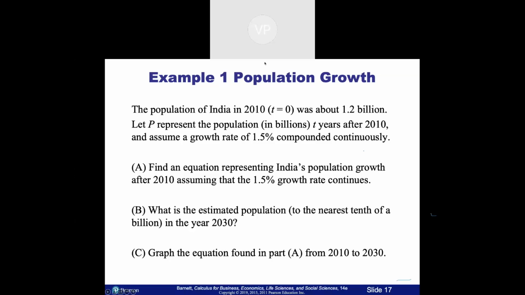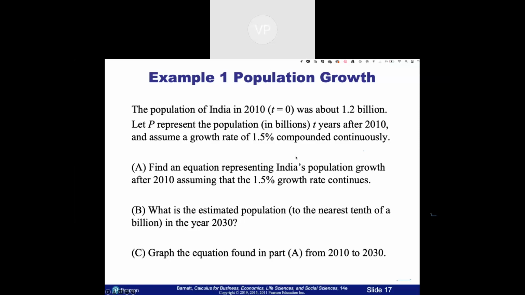Sorry, let me pull up another example. Okay, so in this problem right here, read it and look at what we have. Population of India in 2010 was 1.2 billion. P is going to represent the population, and T is going to be how many years after 2010. So think of 2010 as the baseline, the start. And we're going to assume a growth rate of 1.5% compounded continuously.